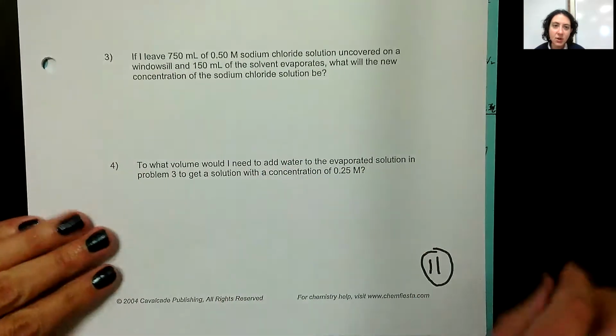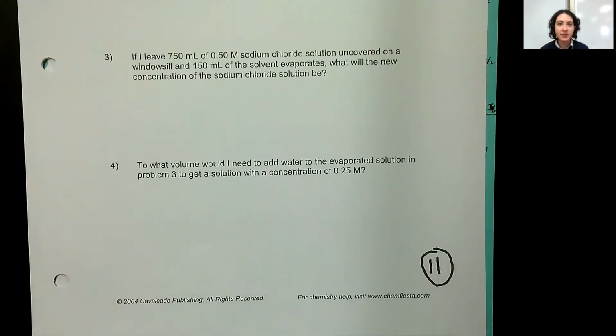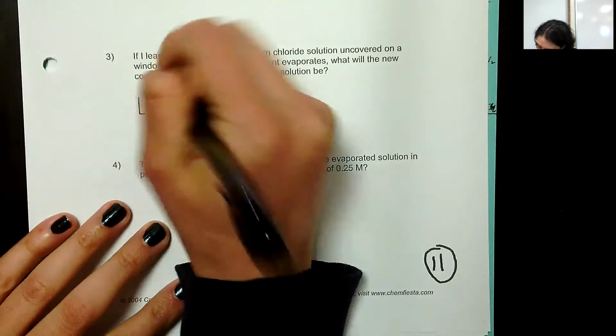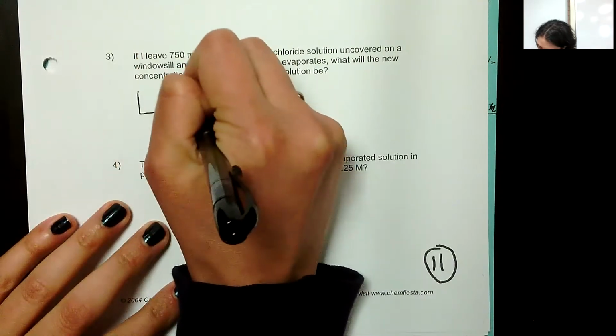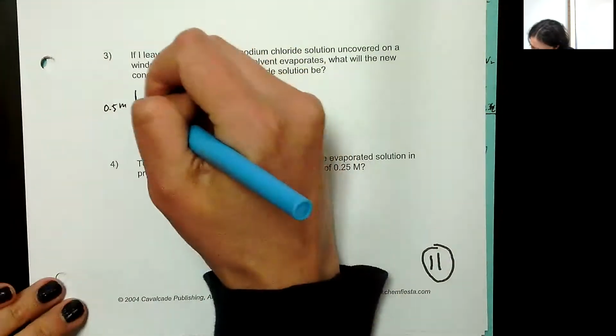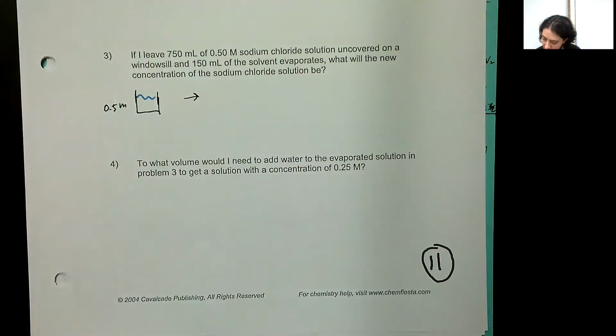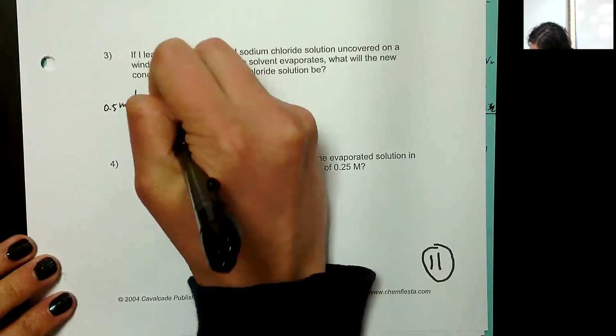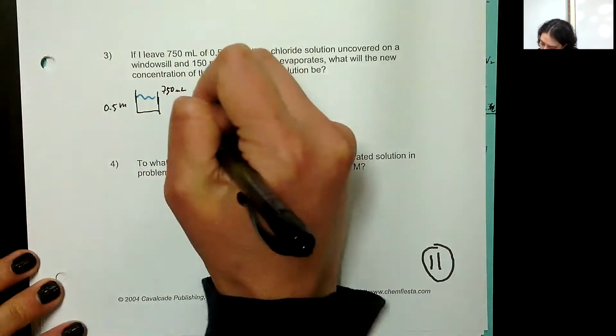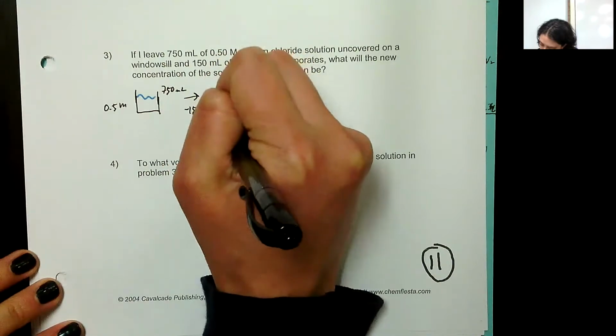I like them. So if I leave 750 milliliters of a 0.5 molar sodium chloride solution uncovered on a windowsill and 150 milliliters of the solvent evaporates, what will the new concentration of the sodium chloride be? So let's draw a little picture here. So we have a 0.5 molar solution, and it is at 750 milliliters, and we lose 150 milliliters.